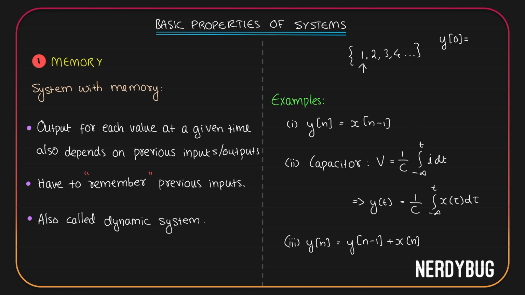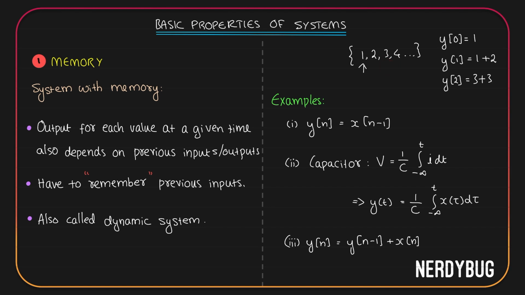There is no y of minus 1 because there are no terms over here. So we'll just add x of n, which is 1. Now y of 1 is going to be y of 0 plus the current value. So y of 0 is 1 plus current value 2. Then if you write y of 2, it is previous output 1 plus 2, 3, plus the current input, which is 3. So 3 plus 3.